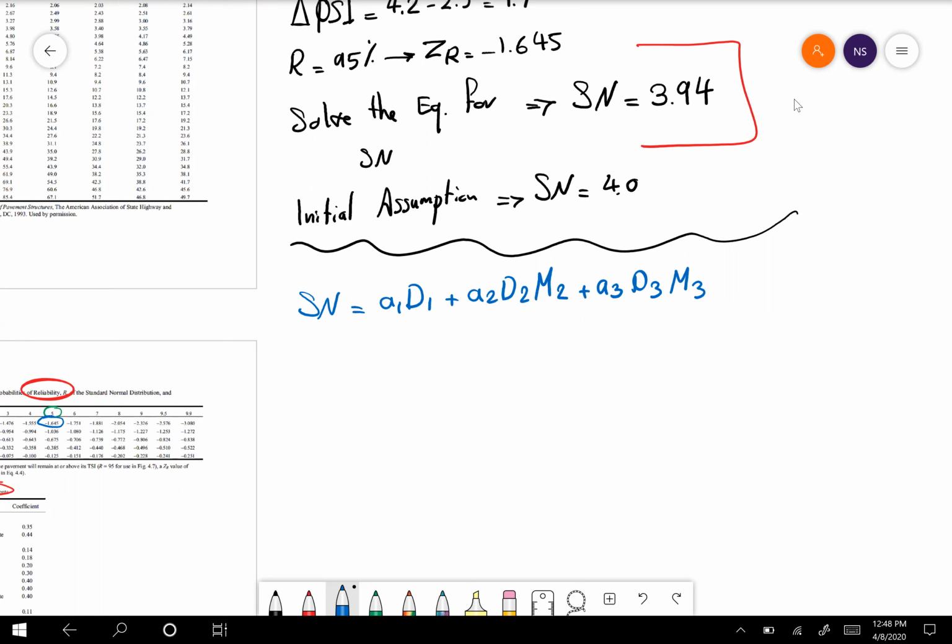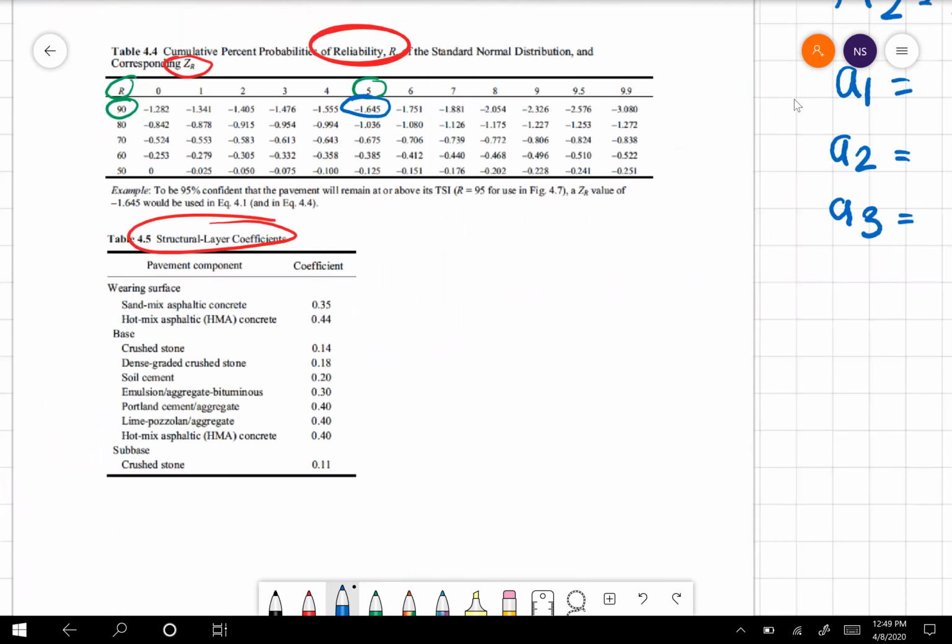Now, from the problem, we know that the drainage coefficients for the base and subbase layers are 1. And then we need to find A1, A2, and A3. These are the layer coefficients. For the layer coefficients, you have another small table here. It says the structural layer coefficient, table 4.5 over here.